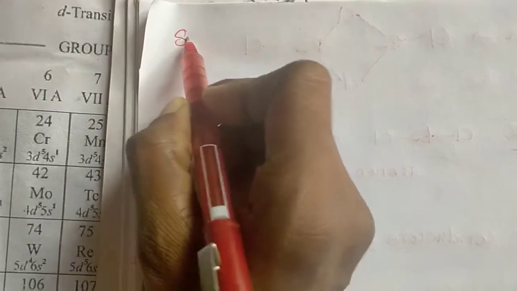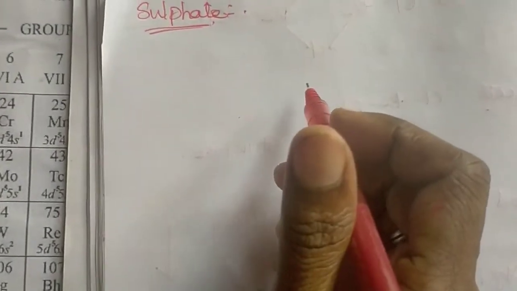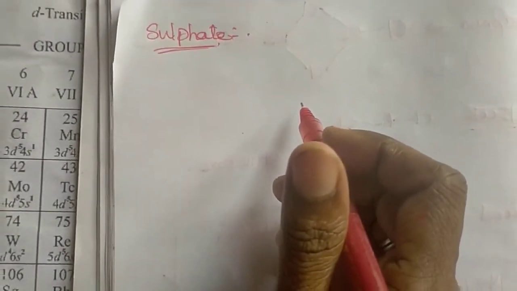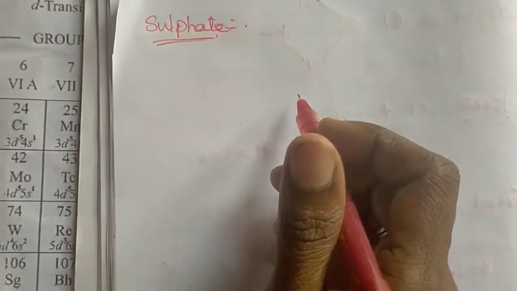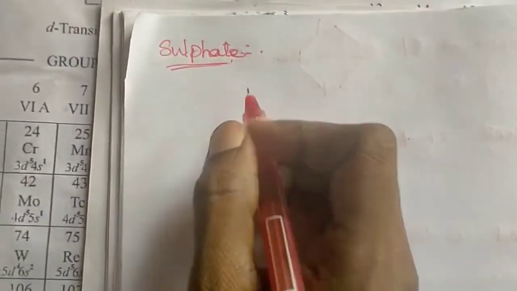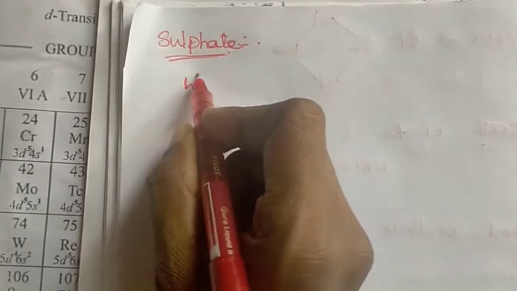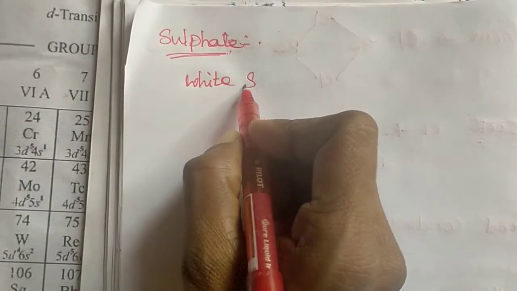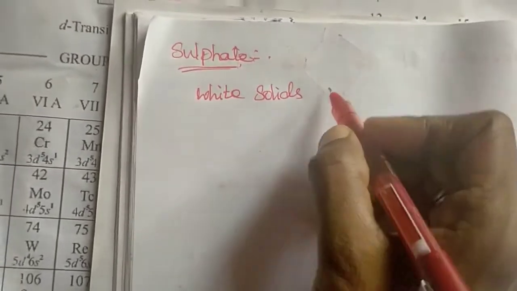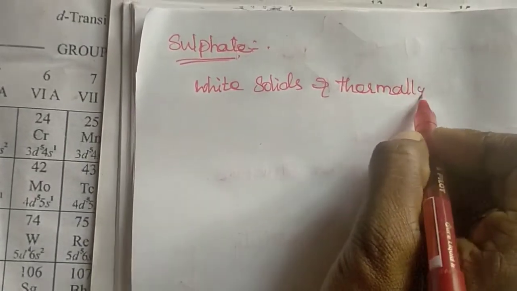Next was the oxo acid salt, sulfate. Sulfates of alkaline earth metals are generally white solids and they are stable in heat. They have thermal stability. Thermally stable.